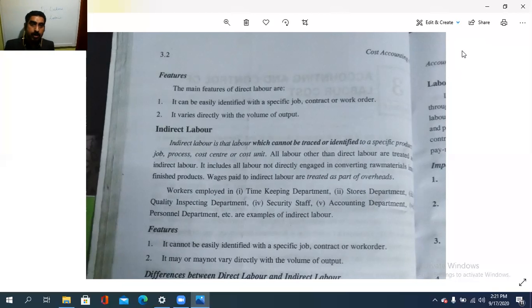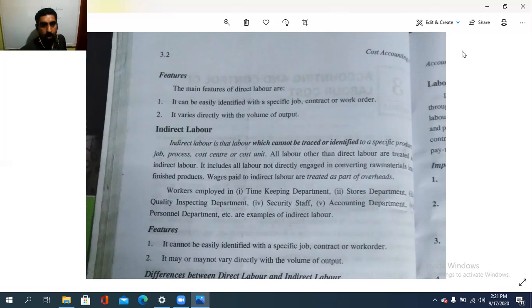So when we prepare the cost sheet, you studied in the first unit module, for prime cost: direct material, direct labor, direct expenses. That is the prime cost. After the prime cost, all those expenses incurred, whether it is labor or whatever be, are under the part of overheads. So all labor other than the direct labor are treated as indirect labor.